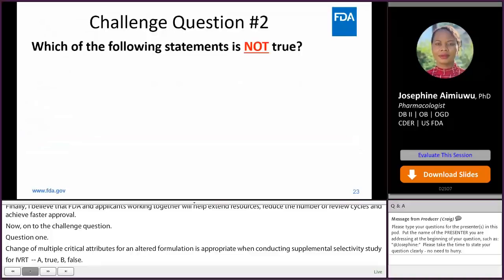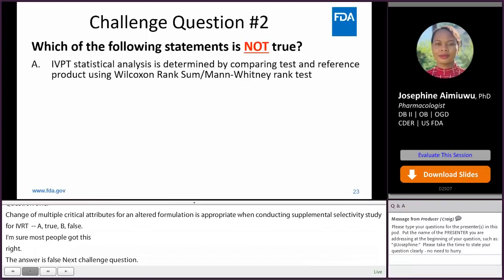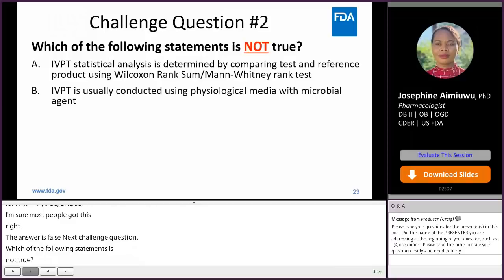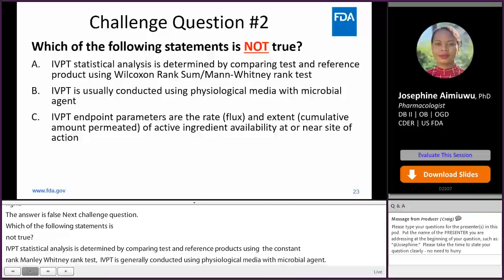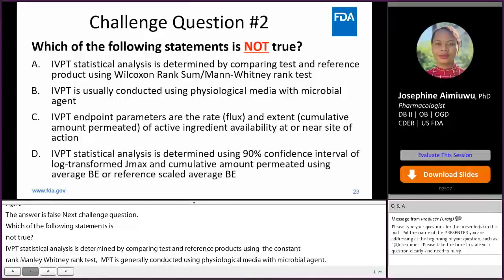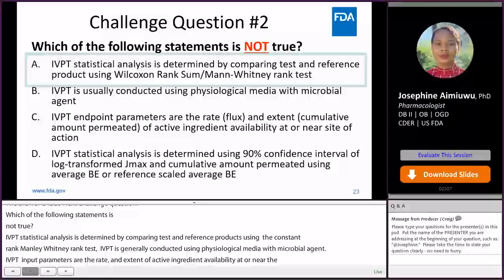Next challenge question. Which of the following statement is not true? A. IVPT statistical analysis is determined by comparing test and reference products using Wilcoxon rank, Mann-Whitney rank test. B. IVPT is usually conducted using physiological media with microbial agents. C. IVPT endpoint parameters are the rate and extent of active ingredient availability at or near site of action. D. IVPT statistical analysis is determined using 90% confidence interval of log transform Jmax and cumulative amount permeated using average BE or reference scale average BE. The answer is A.